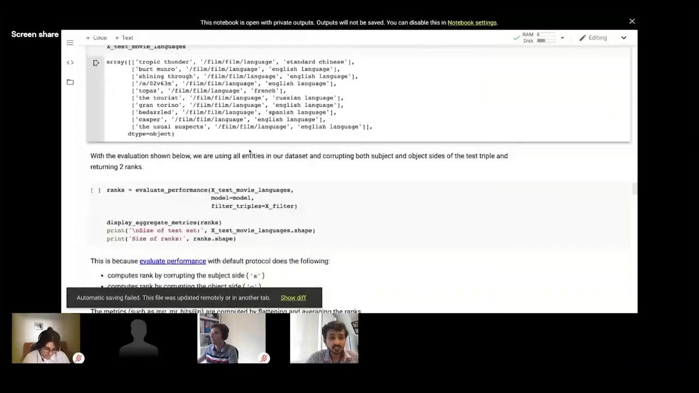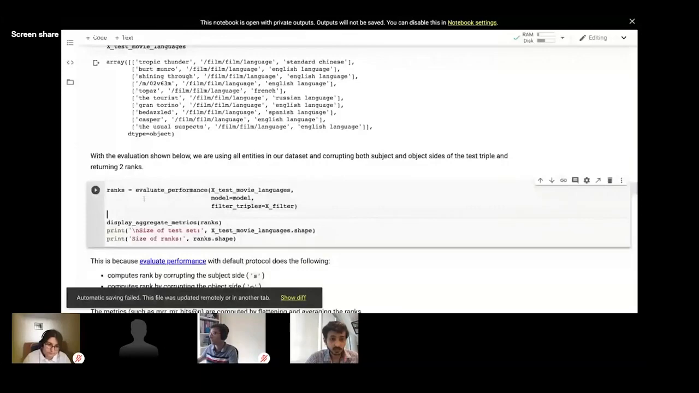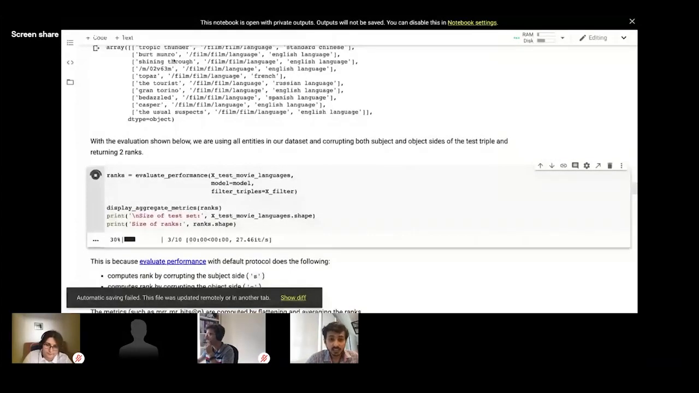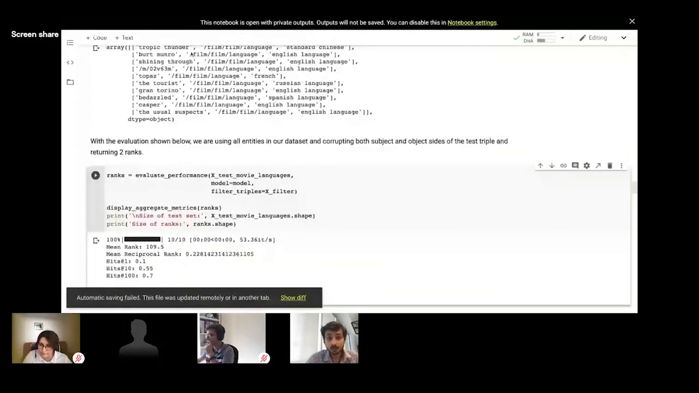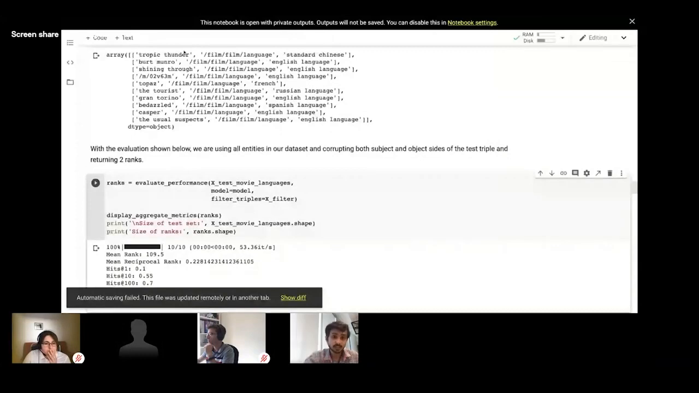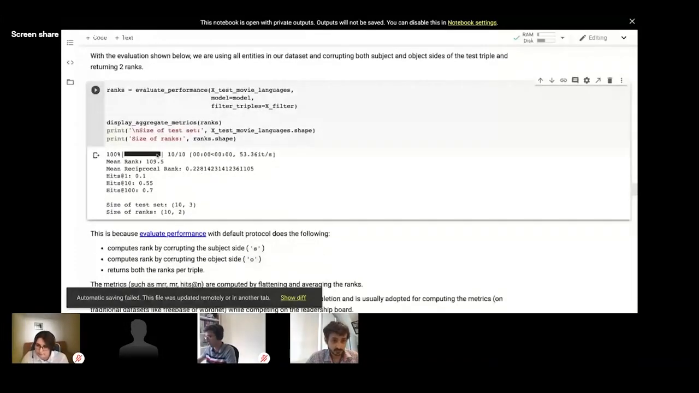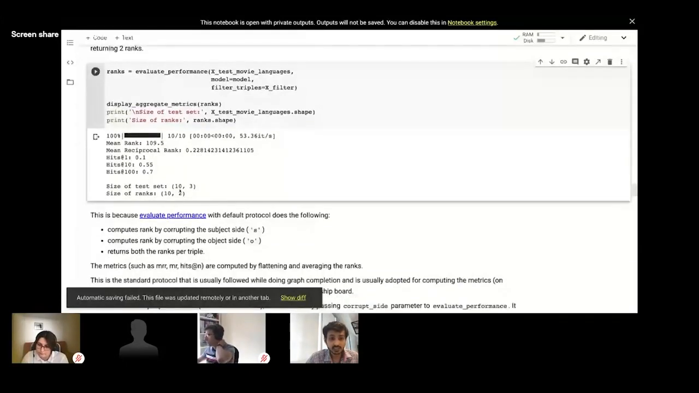So let's say this is my test set. If we use the standard evaluation protocol, what happens is, when I run this, per triple that we had in our test set, it will generate all the corruptions. Like all the corruptions as in, we had 14,000 entities in our data set, right? What we saw earlier. So it will corrupt the subject, like Tropic Thunder. It will replace Tropic Thunder with all 14,000. It will replace the object, Chinese, with all 14,000 entities. And then it will score that, and try to rank the true positive triple against all the corruptions. And that's how it's done for each and every triple, right? And you see that you get an MRR score of around 0.22. So you can see we have 10 triples in our test set, and you get ranks of size 10,2. So per triple you get two ranks, that's subject side corruption and object side corruption, right?